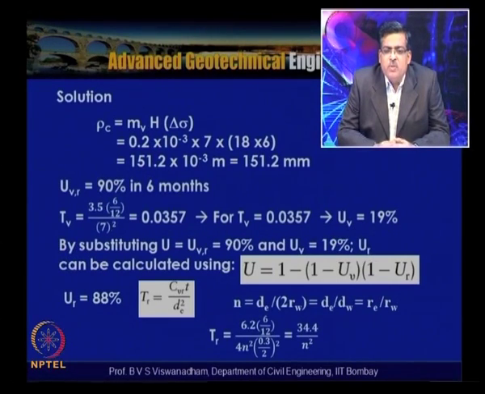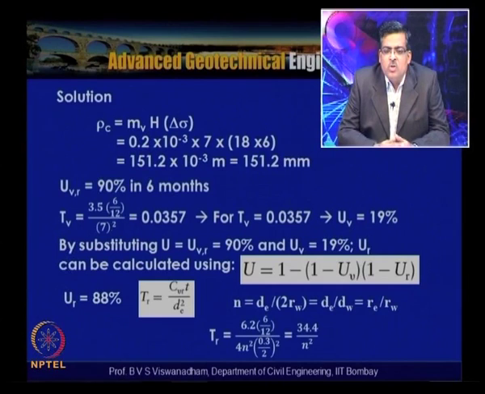Now, by substituting UVR equal to 90% and UV equal to 19% in Carrillo's 1942 equation, UR can be calculated. Solving for UR you get 88%. That means whatever the drain arrangement we choose, we have to achieve the consolidation in this order.